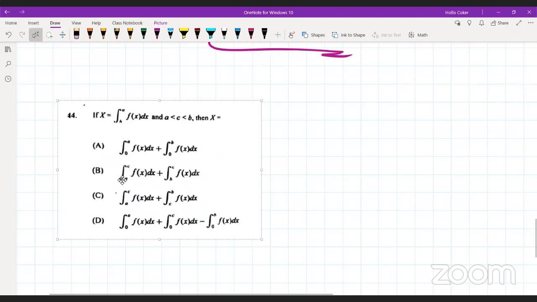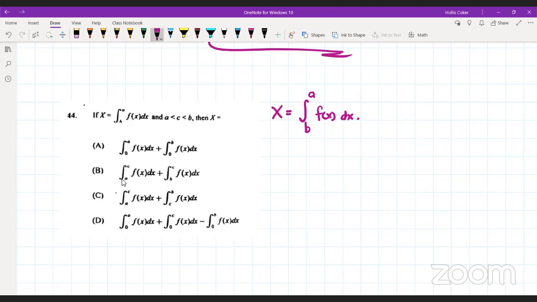Okay, so we're going from B to A. So you find the integral from A to B of f of x dx. And it's telling us that A is less than some number C, which is less than some number B. Well, all this is saying is that you can integrate, just add two integrals.